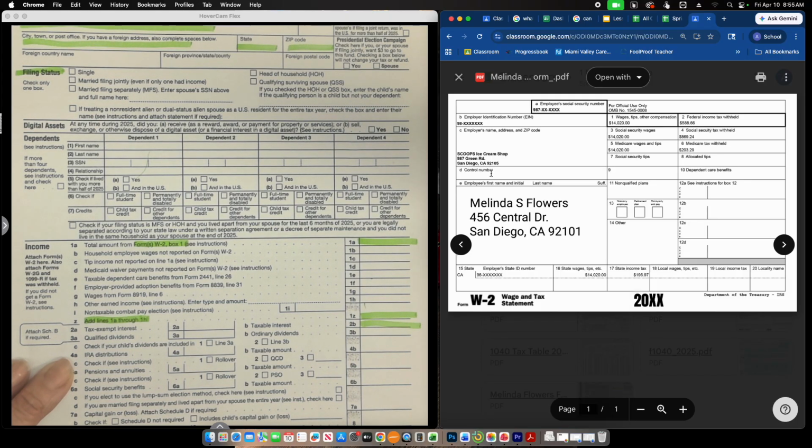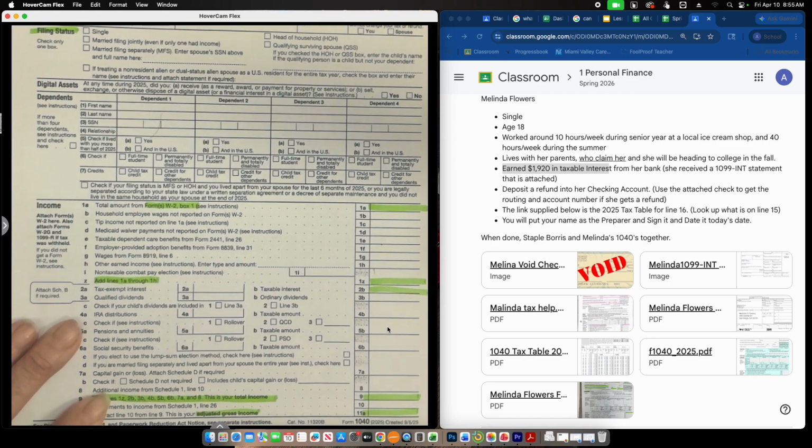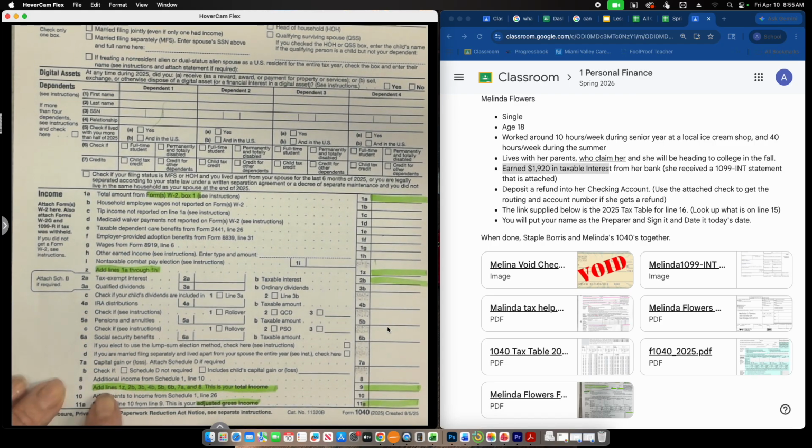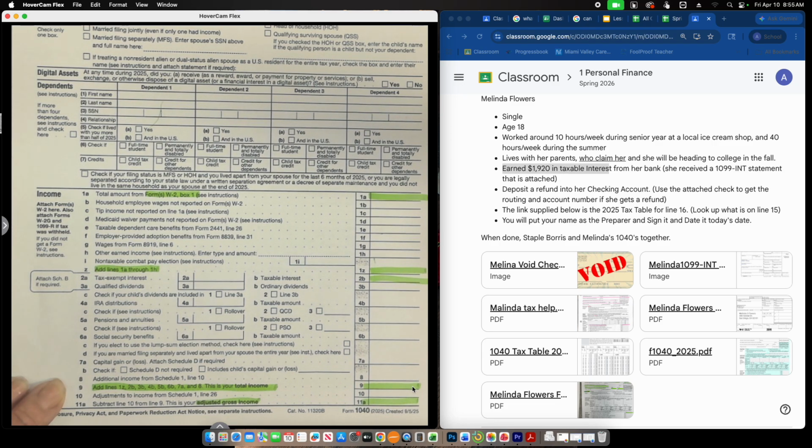Taxable interest. She does have taxable interest. How do we know that? That is right here. That number will go on 2B. Then you will go to the bottom and it says add 1Z, which is this number, plus 2B, which is this number, plus all of these, which we don't have any. This is her total income, okay?